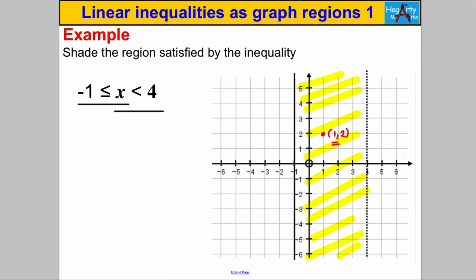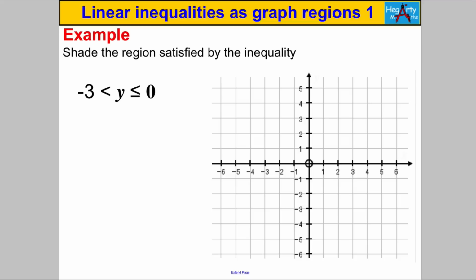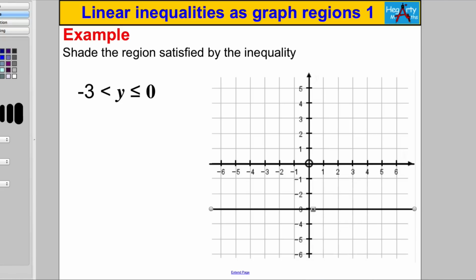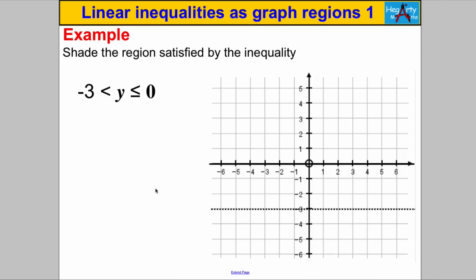Let's have a go at another one. Pause the video, have a go at this. Well, what two lines are we going to draw? We're going to draw the line y equals -3, and we're going to draw the line y equals 0, which is that line there. The y equals 0 line is going to be a straight complete line, but this line here should be a dotted line because it's a strict inequality, and you must make sure you do dotted lines for those, like that. So what are we going to shade?